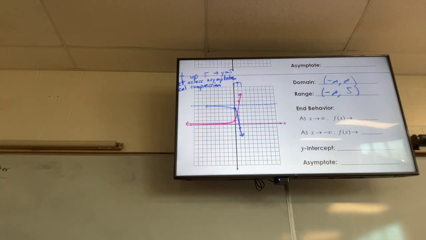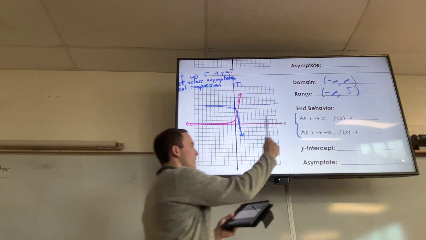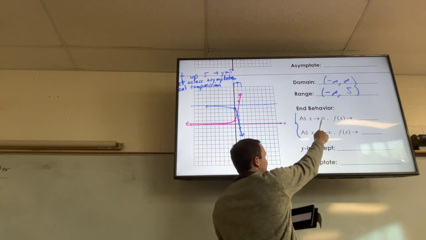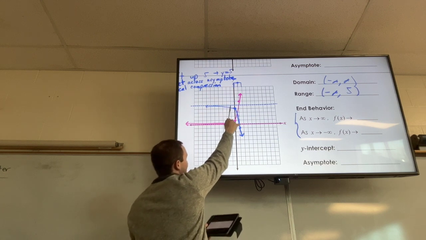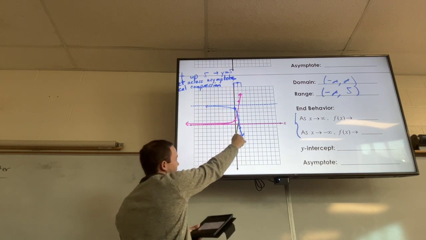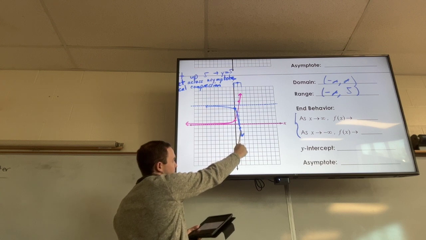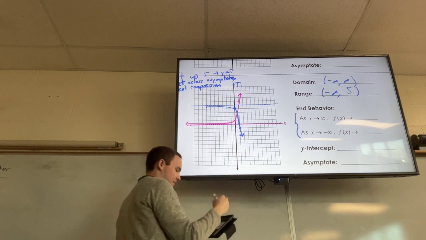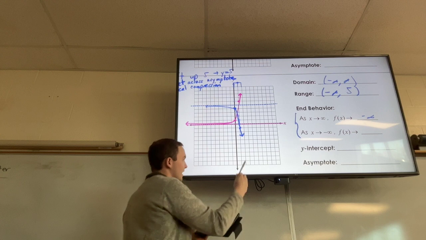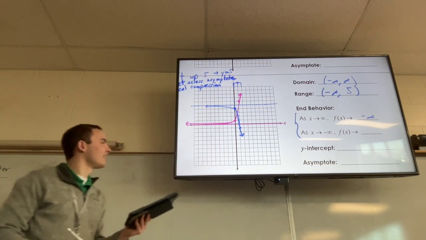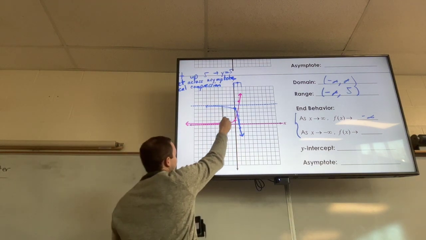All right. How are we feeling about these? Think we can do these? As x goes to positive infinity, f of x goes to what? Right, so you just have to remember it's x going to positive infinity, so trace with your finger along the graph to the right. Where's f of x going? Negative. Yeah. And then as we go to the left, where's f of x going? 5.